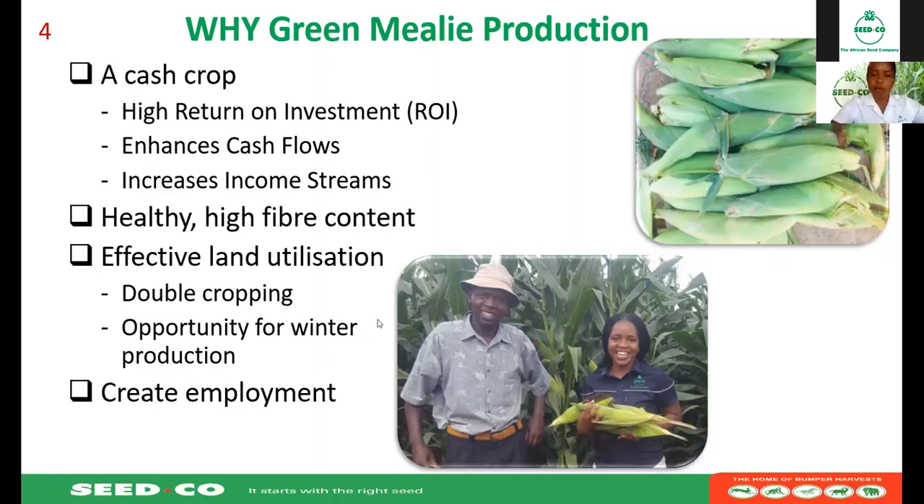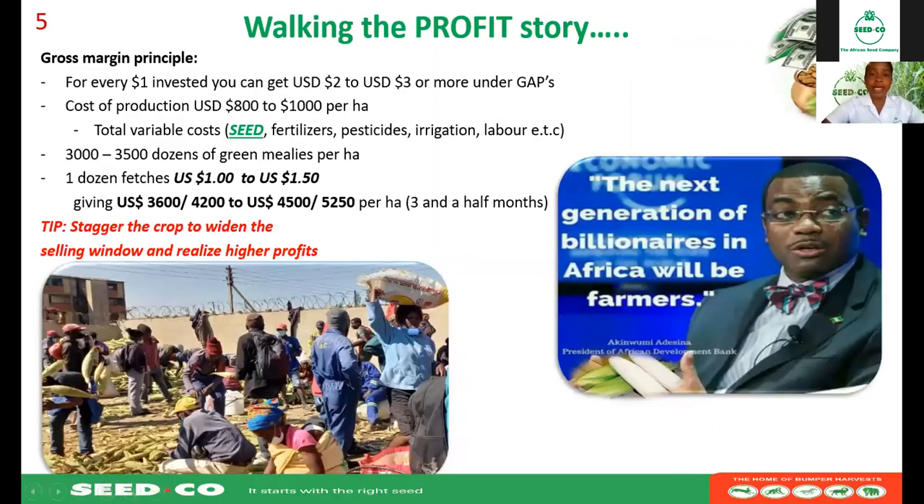Having heard that, we want to now move on to the profit story, as we have already seen. Now let's discuss it at greater length. So the profitability of green mealies is hinged upon one's understanding of the gross margin principles, where you need to understand that for every dollar you are investing in any cropping venture, how much are you getting out of it?